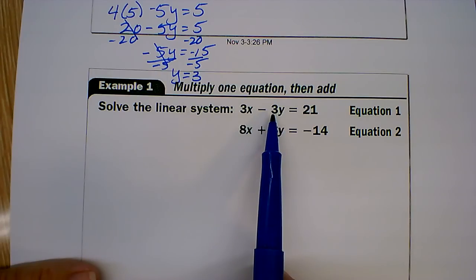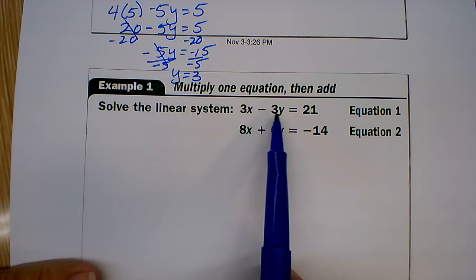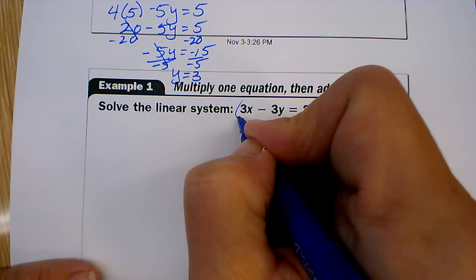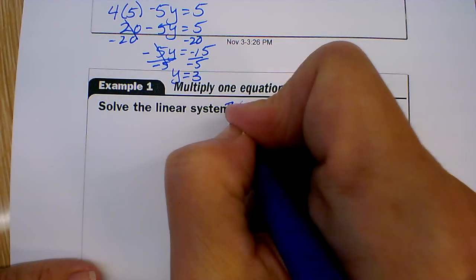But I do notice that 3 and 6 have something in common. 6 is a multiple of 3. If I multiply 3 by 2, I would end up with 6. So I need to multiply this by 2 so that I can get this to be negative 6. So that means I have to multiply my entire equation by 2.